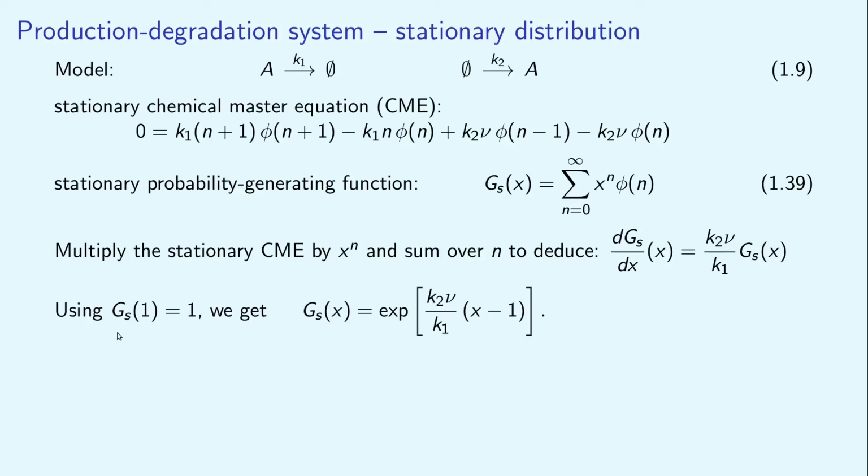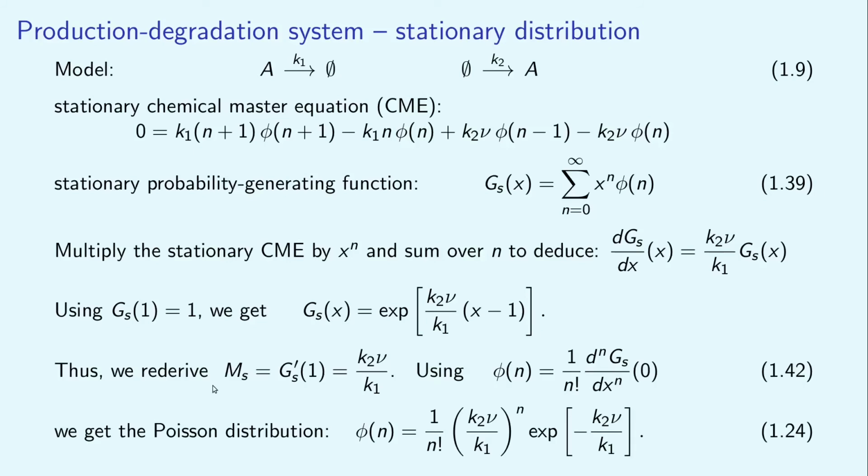To solve this ODE, we use that the value of Gs at 1 has to be equal to 1. Then the ODE has the unique solution given as this exponential function. Since we were able to find the stationary probability generating function Gs, we can differentiate it to obtain the stationary mean, stationary variance, and the whole stationary distribution.